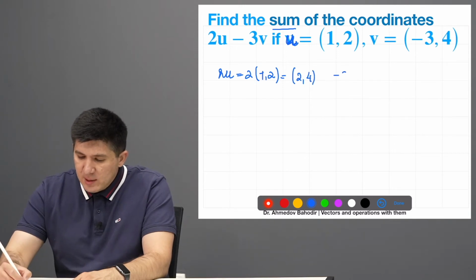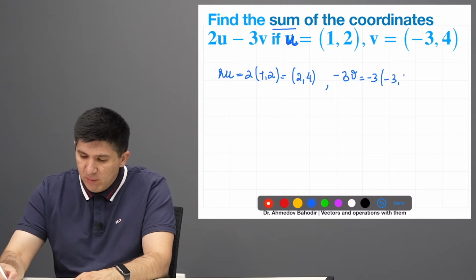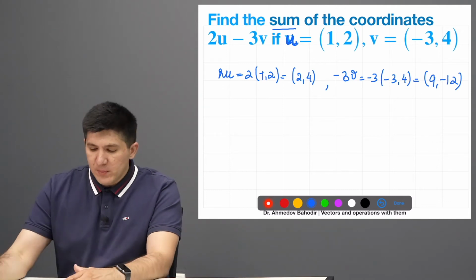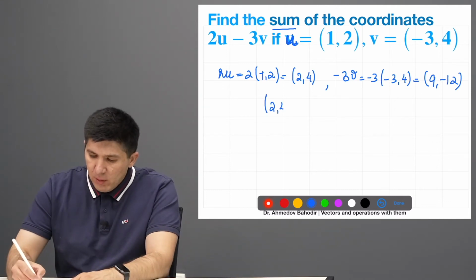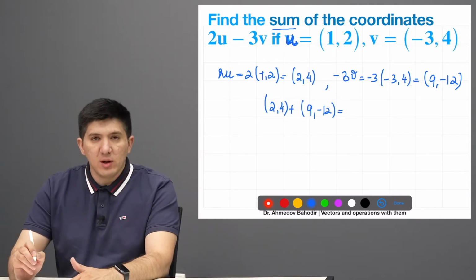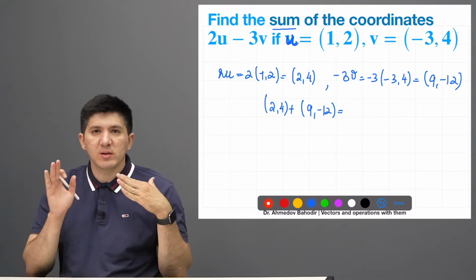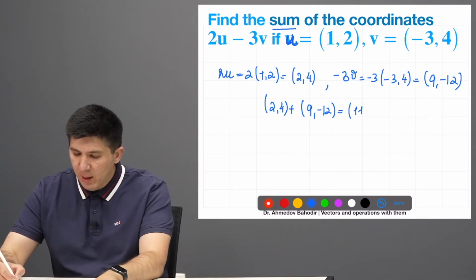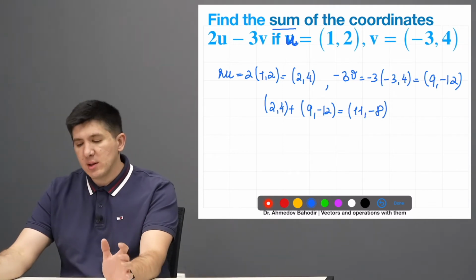So -3v is going to be -3 times the -3 and 4. Well, that's going to be 9 and -12. And now I have to add them. So 2, 4 plus 9, -12. Now we're going to add these two vectors component-wise. That's going to be 11 and -8. Okay, so that's the new vector.